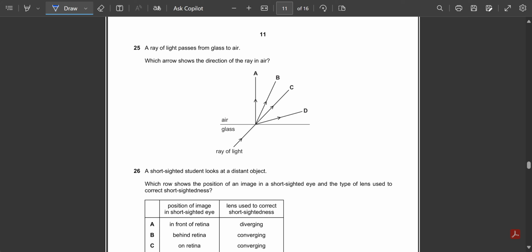A ray of light passes from glass to the air. Which arrow shows the ray? Normally it would go straight, but since the medium is different, it should bend away from the normal. This is our normal. So it should bend away from the normal because it is going from denser to rarer.